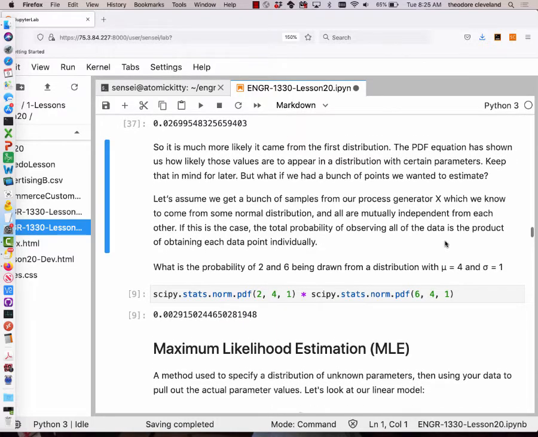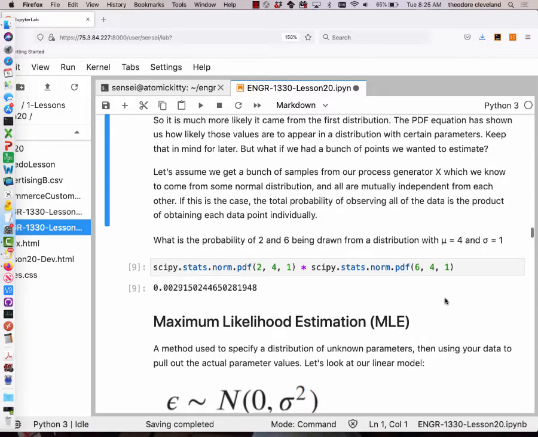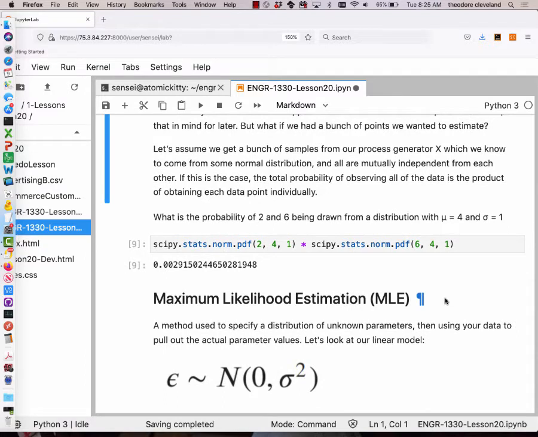Keep that in mind later on because we're going to look at something called maximum likelihood estimation coming up pretty close. Let's assume we were to take a bunch of samples from our process generator capital X that we know come from some normal distribution and they're all independent, identically distributed. If that's the case, the total probability by definition is the product of the probability of each individual value. So if we were to ask what's the chance of a 2 and a 6 coming from a distribution with mean 4, standard deviation 1, it would be the probability of the 2 multiplied by the probability of the 6. Put those together, and you can see in this case it gets small fast.